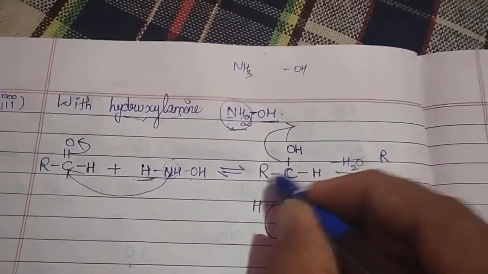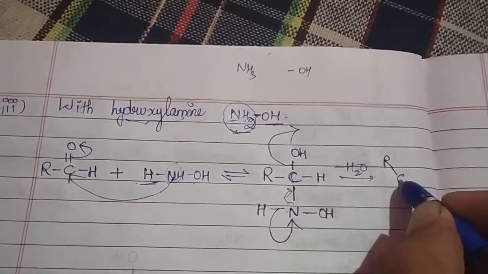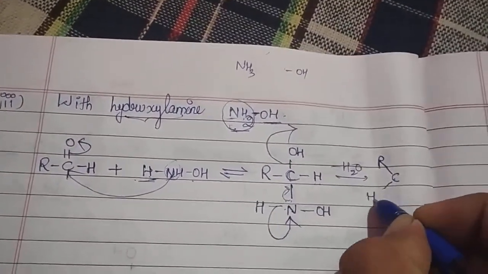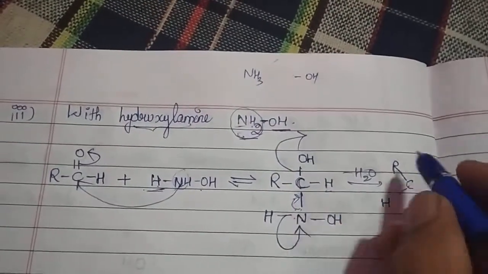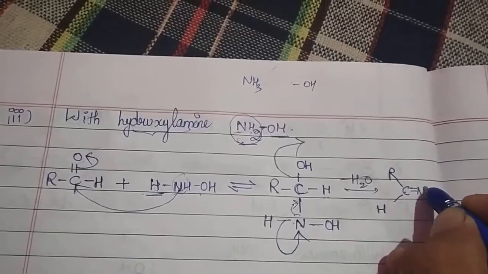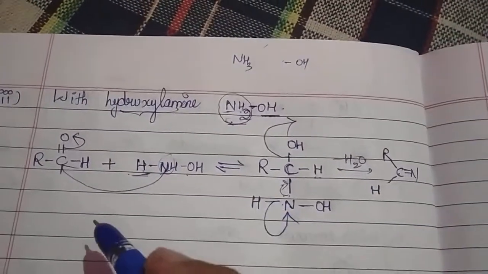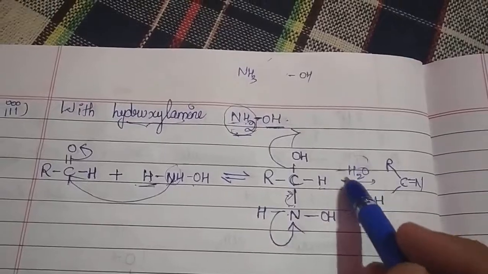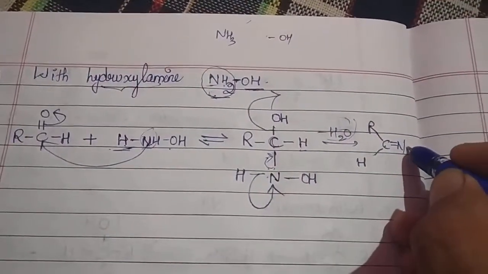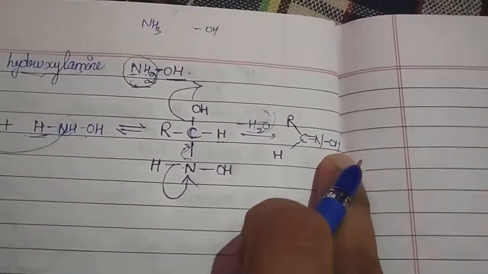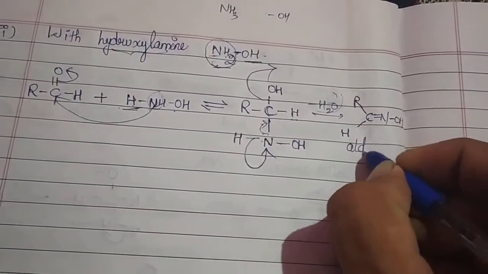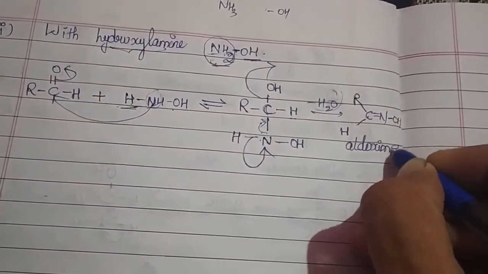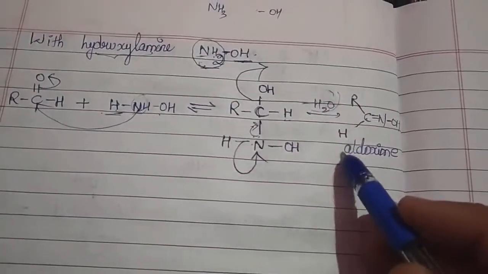Now see how we are going to write. R is there, C is there, H is there. Between C and N, by utilizing the lone pair of electrons on nitrogen, it has formed a double bond: C double bond N. H has gone out as H plus, and it comes out as water. Along with N, you have your OH. Remember, this is called aldoxime.